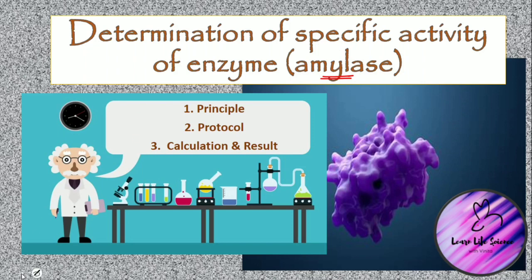So the first thing regarding the principle of specific activity is that specific activity is nothing but enzyme activity per milligram of protein. This is the simple calculation we already know. Whenever we study enzymology, we are aware of this formula, that specific activity is nothing but the enzyme activity per milligram of protein.